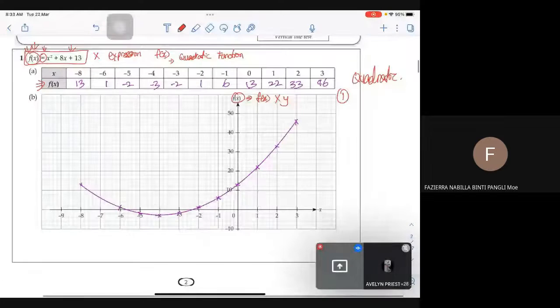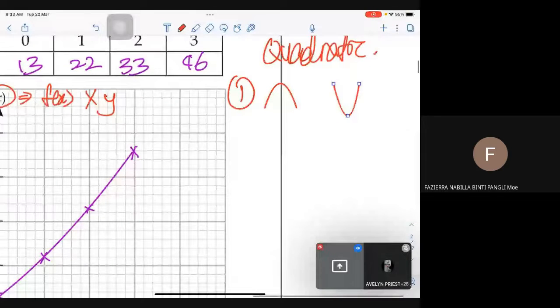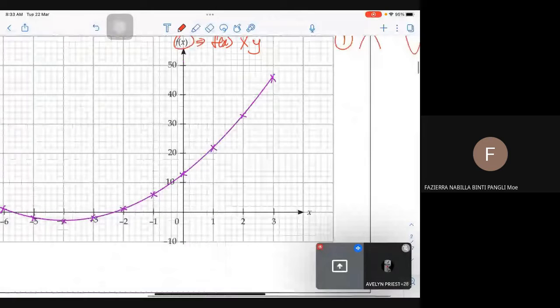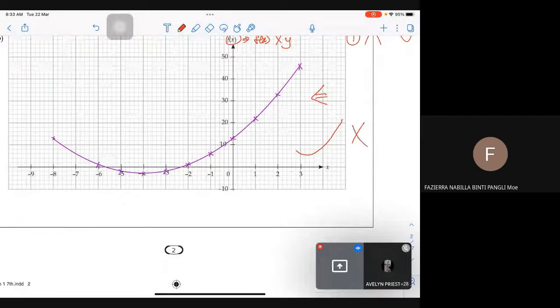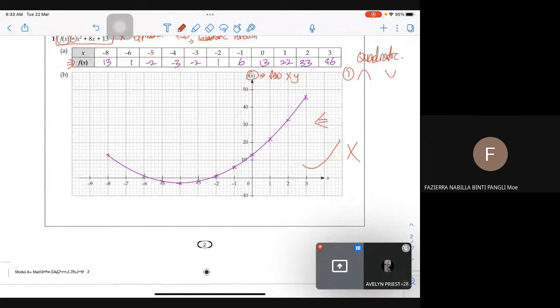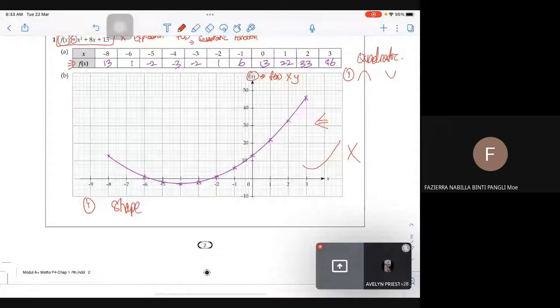So the shape of the quadratic will be N shape or U shape. N shape or U shape. We do not have other shapes like, even though the picture looks like this, right? So we do not have this kind of shape. If it looks like the U shape, then the shape will be U. You just write U. Understand or not? If yes, reply me M. If not, reply me N.